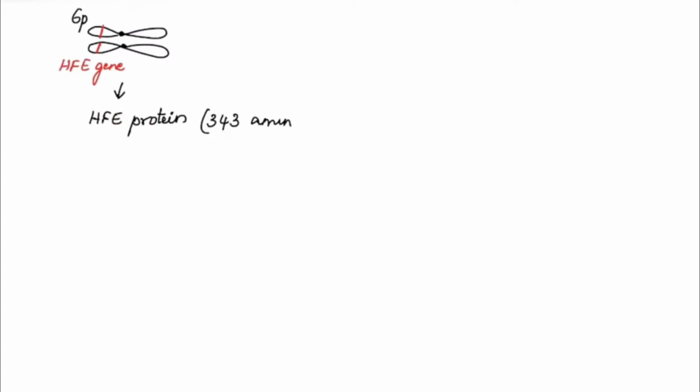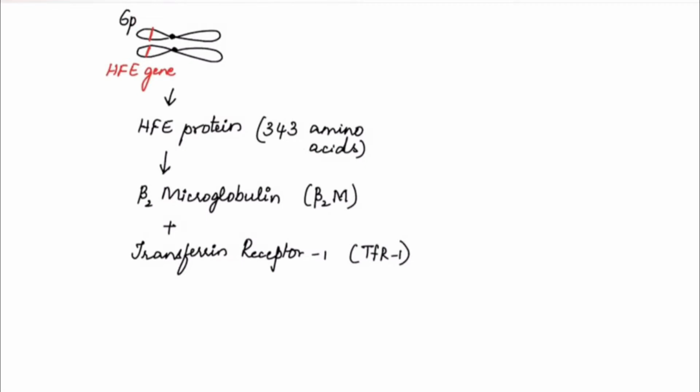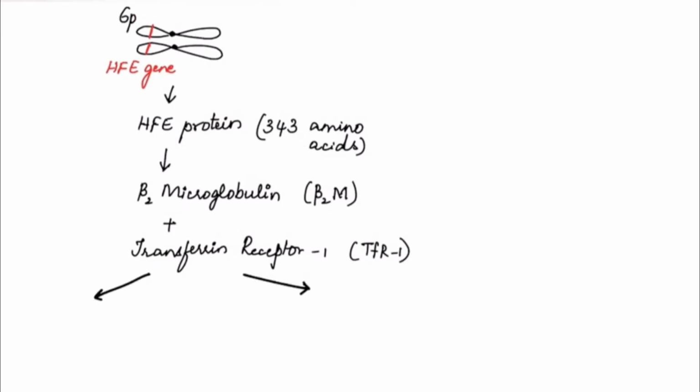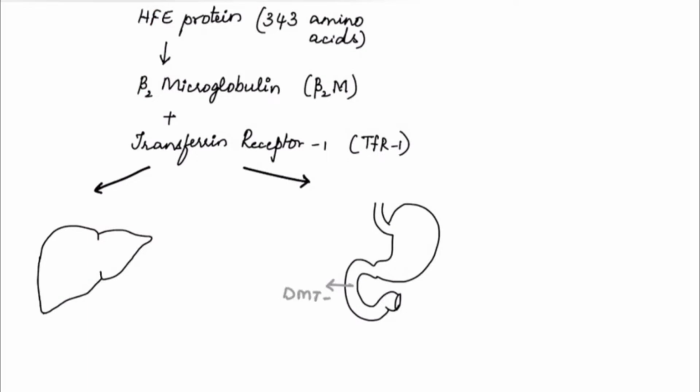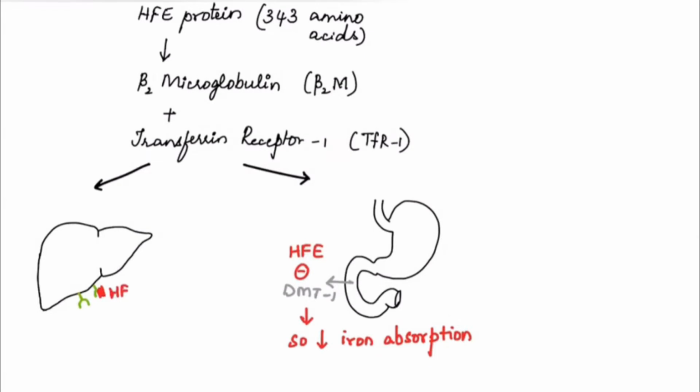HFE gene is located on the short arm of chromosome 6, that is on 6p, and this HFE gene encodes a HFE protein which has 343 amino acids. This HFE protein acts through beta 2 microglobulin and through the transferrin receptor 1, and it causes two main functions. Firstly, the HFE protein inhibits the divalent metal transporter 1 in the duodenum, and so it inhibits iron absorption from diet. And secondly, the HFE protein complexes with the transferrin receptor 1 on the liver, and it inhibits the uptake of iron, and so it decreases iron storage in liver.